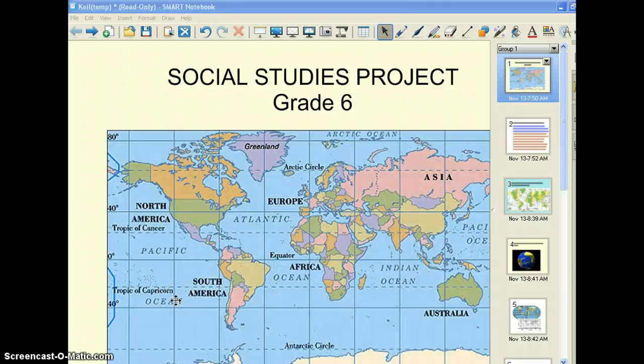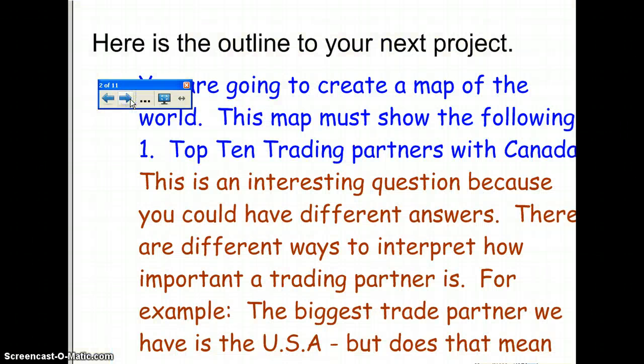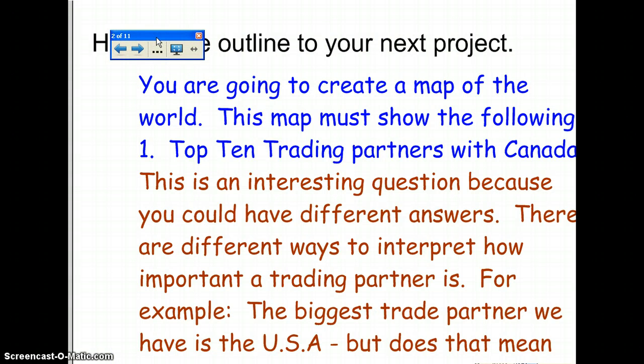All right, class. This is the social studies project for grade 6. We're going to go through it real quick so you know what's going on. So, start off with, this is your outline. Basically, you're going to create a map of the world, and this map has to show the following.